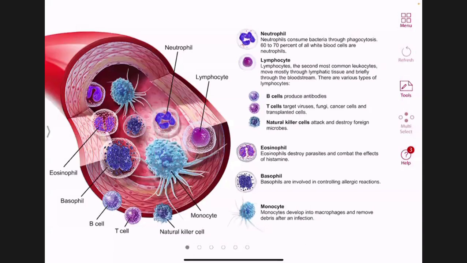Okay. Now see, these are the different types of WBCs. In WBCs, which WBC is highest in number? Neutrophils.